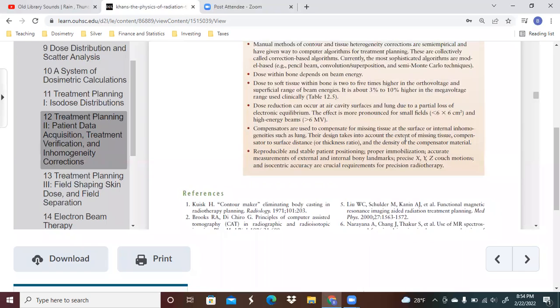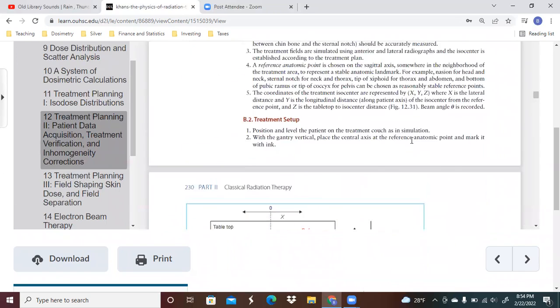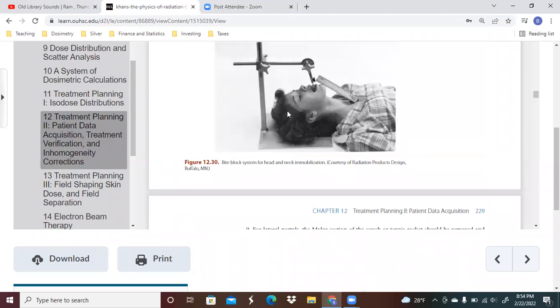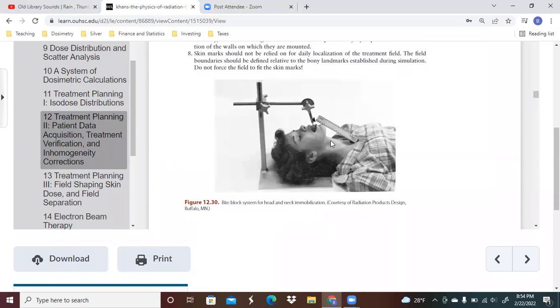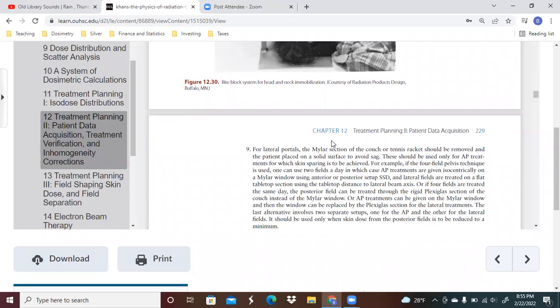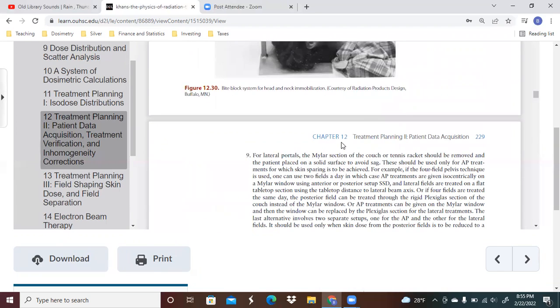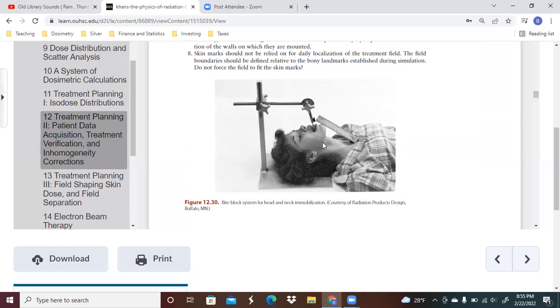Obviously, stable positioning. One of the pictures that they do have here is a bite block system for head and neck. If you have the bite block in there, it's an attempt to make sure that the jaw is in the same position. A lot of times this bite block might be used to separate the tongue from the roof of the mouth in order to not damage the tongue, but hit the roof of the mouth, if that's indeed what is problematic. So it tries to save the tongue a little bit, but you want to make sure you do that every day.